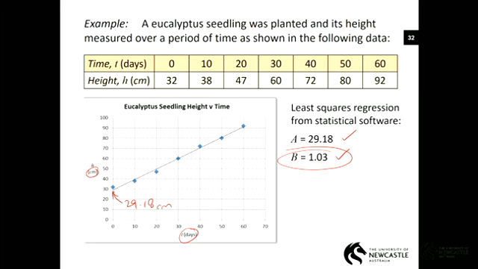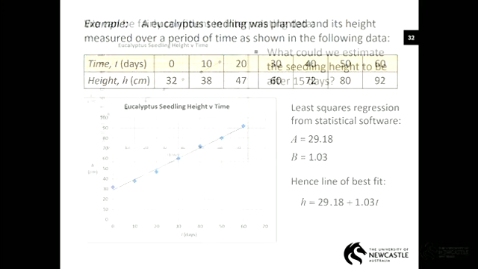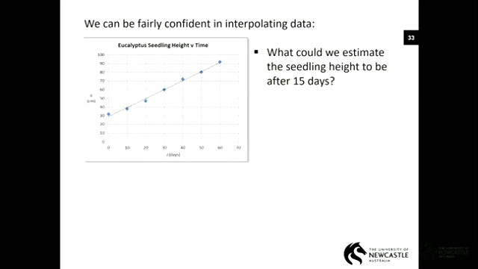The other thing I can do with it is just sub it into y equals a plus bx. The line of best fit must be not y's, they're h's. A is 29.18, b is 1.03, and the x is the t-axis. So if we can get the calculator to spit out an a and a b, we can make an equation. So we'll check it out in a sec. So once we've got an equation, the equation was h equals 29.18 plus 1.03 t.